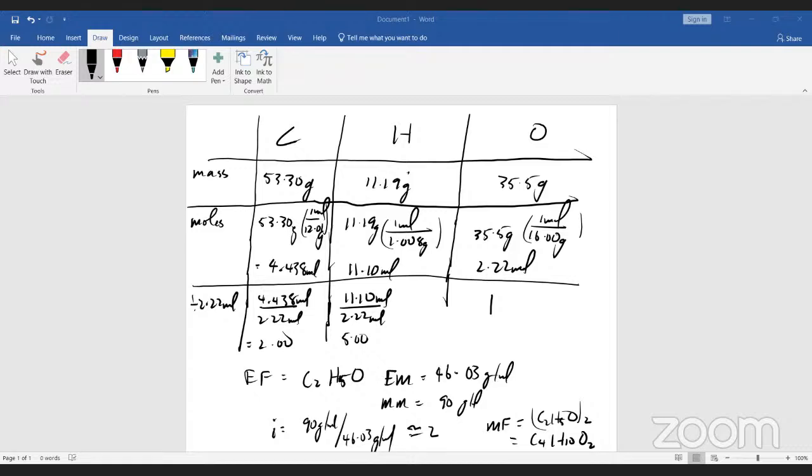And the way I would do that is that I will multiply the entire equation by 2. So when I do that, I'm going to end up with 2 C2H6 plus 7O2 to give 4 CO2 plus 6H2O. So that's basically how I would do that.